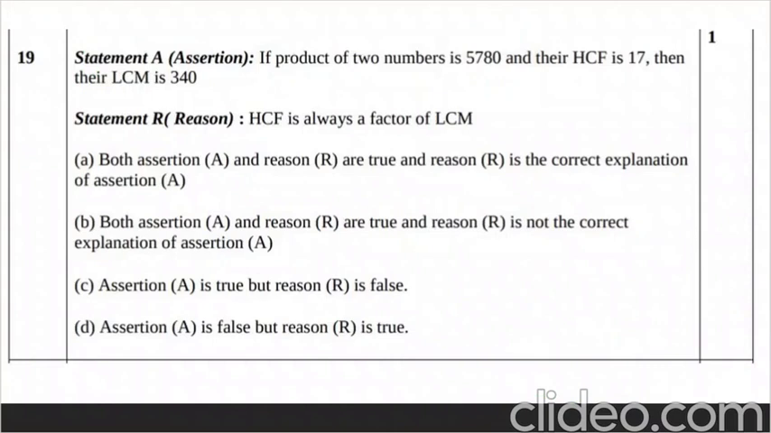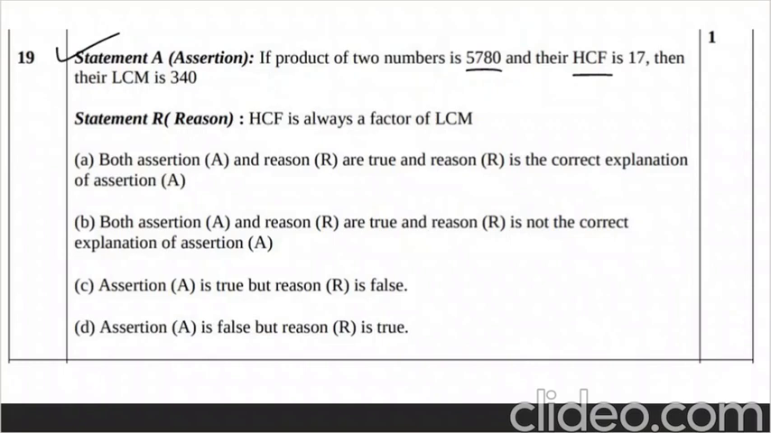Moving towards the second last question, that is question number 19. If the product of two numbers is 5780 and their HCF is 17 and LCM is 340. So 17 into 340 gives me 5780. The product and the HCF and LCM are given, correct? So yes, the assertion A is correct.